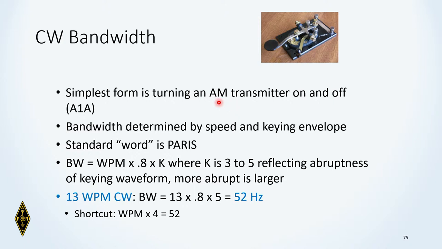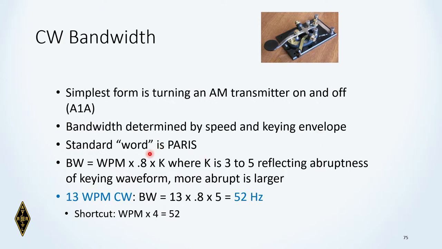So that's why, if you go back to the FCC designator, A1A, that's amplitude modulation, and 1A indicates Morse code, turning it on and off. So that's where the AM comes from. We're turning on and off that carrier. It's not an AM mode, it's CW, but we start out with AM for the carrier. So the bandwidth is determined by the speed and keying envelope. I'll have some pictures of that coming up.